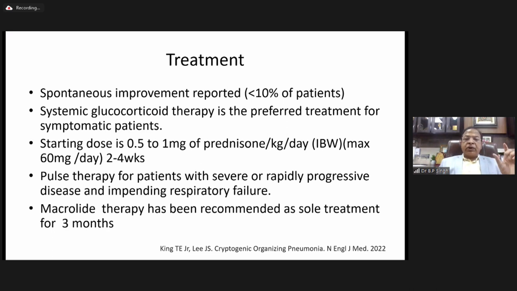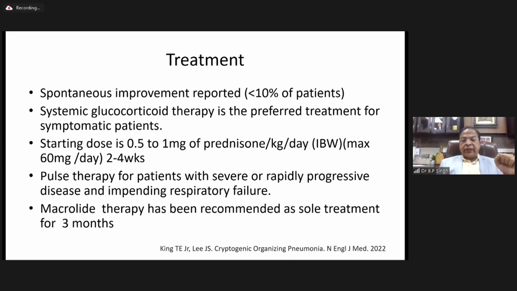What is the treatment? Spontaneous improvement is noticed in the mild form of organizing pneumonia in less than 10% of patients. Systemic glucocorticosteroid therapy is the preferred treatment for symptomatic patients. The starting dose is 0.5 to 1 mg prednisolone per kg per day for ideal body weight, maximum 60 mg per day for 2 to 4 weeks, and gradually you taper it down over 6 to 12 months. Pulse therapy is used for patients with severe disease.